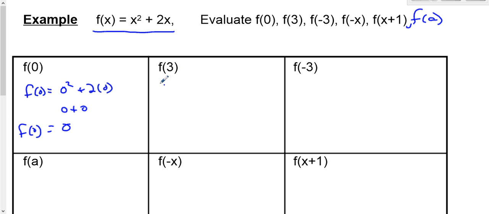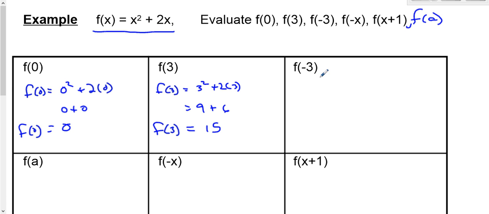For f of 3, we take 3 and plug it in for x. So we get 3 squared plus 2 times 3, which is 9 plus 6, which is equal to 15. So the function evaluated at 3 is equal to 15.